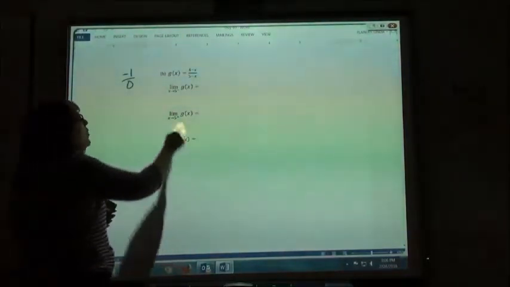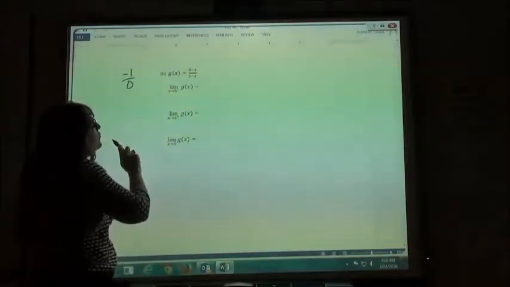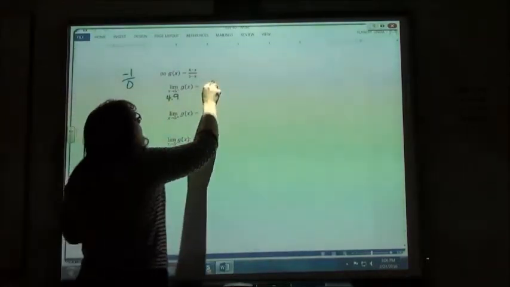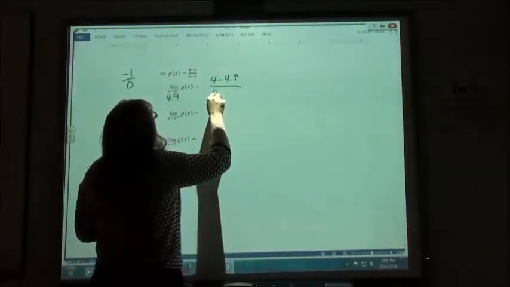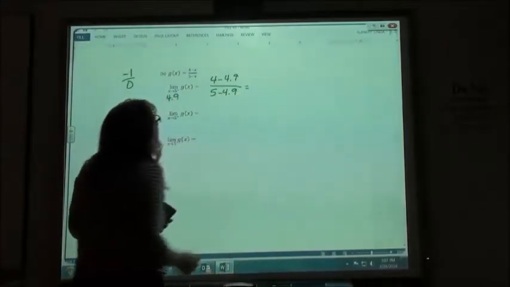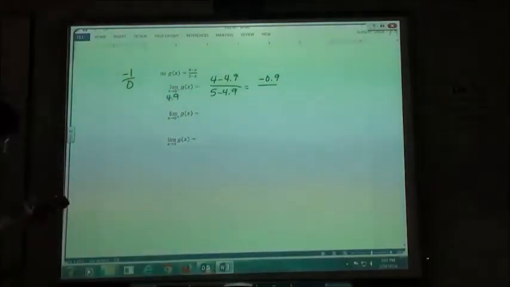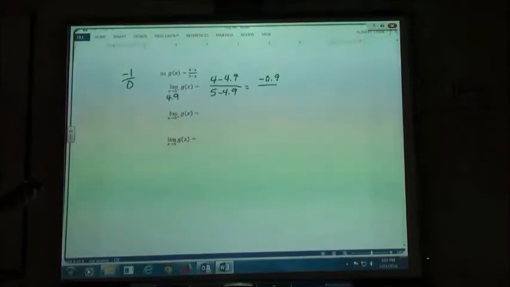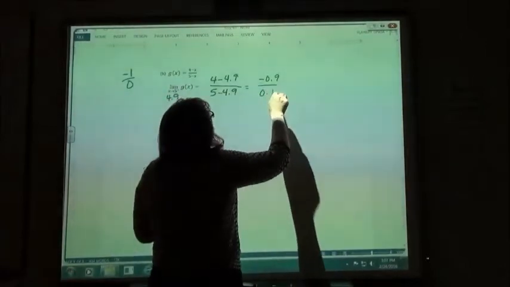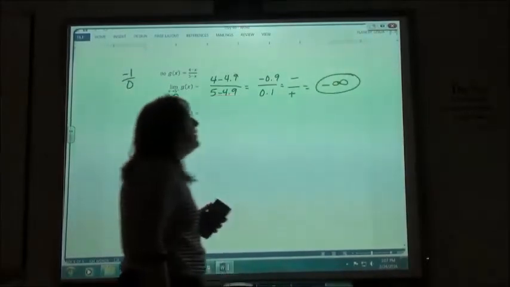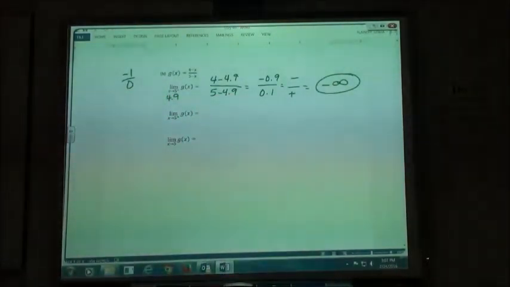So as I approach 5 from the negative direction, just a little bit smaller than 5, I'm going to use 4.9. So 4 minus 4.9 over 5 minus 4.9. This is going to give me negative 0.9. Just checking, yep. 5 minus 4.9 would be positive 0.1. So I get a negative over a positive, which is going to be negative infinity then, as x approaches from the left-hand side. As x approaches 5 from the right-hand side.